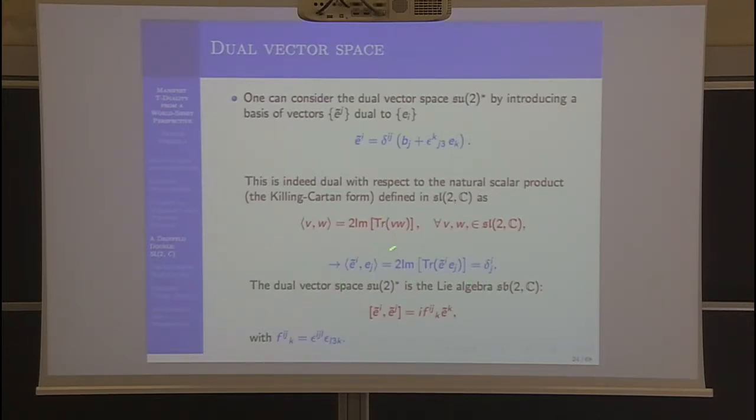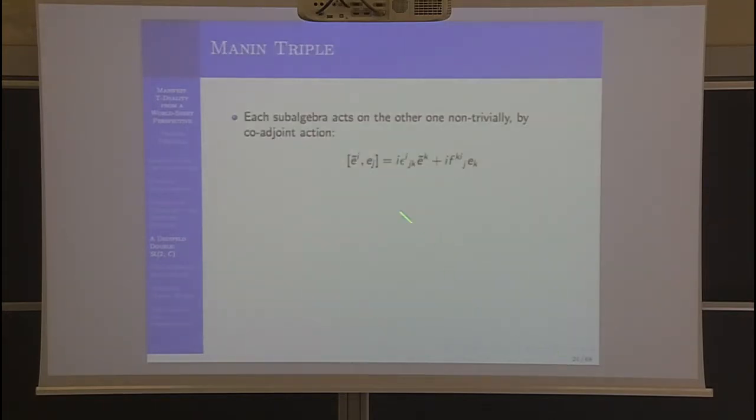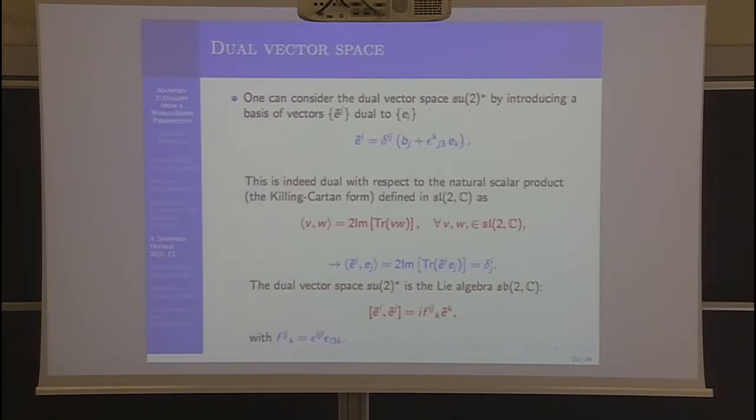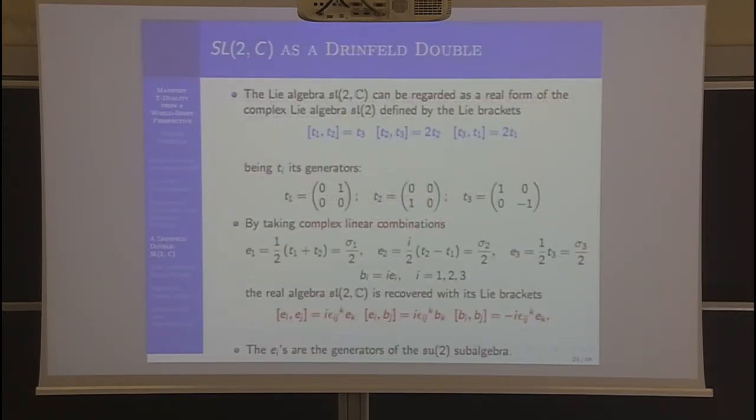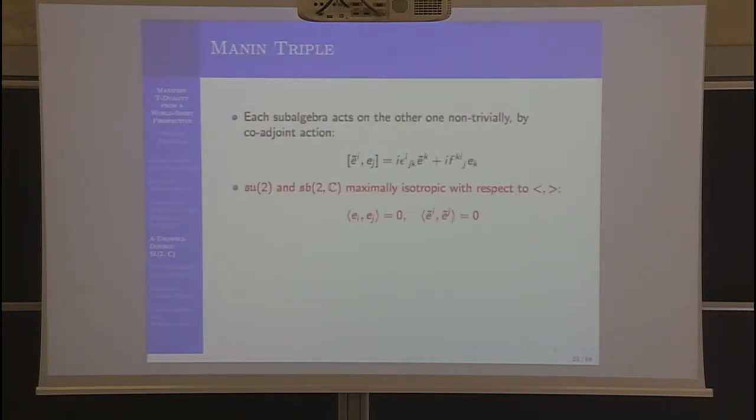So the dual vector space of SU(2) is actually the Lie algebra SB(2,C). This is the Borel subalgebra that is generated by objects satisfying this Lie algebra. Each subalgebra acts onto the other one non-trivially by the coadjoint action. So SU(2) and SB(2,C), in this scheme, are maximally isotropic with respect to the scalar product that I have defined with this object here.